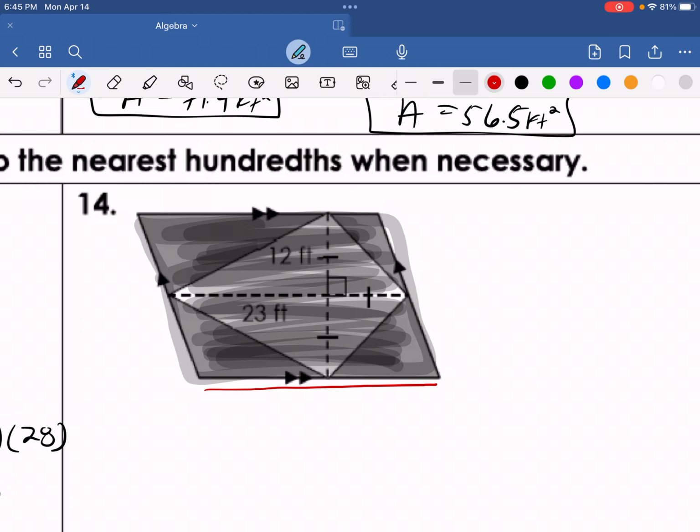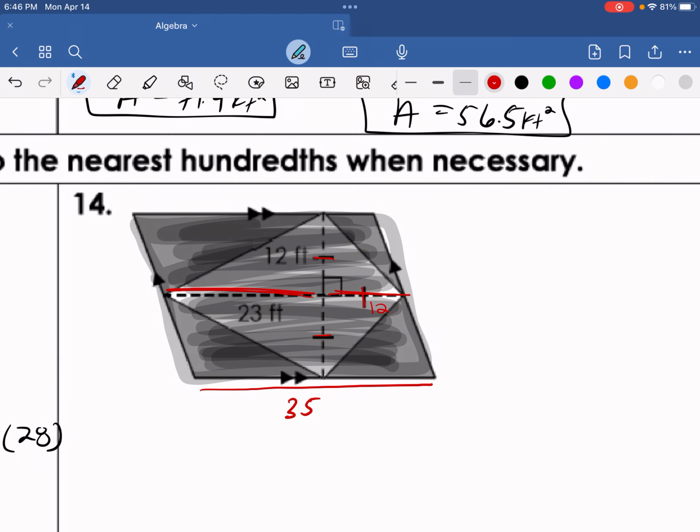Okay, well, I can tell that this is 23. And then this side is 12 because it has a tally. Everything with one tally is 12. So 23 plus 12 is 35. If this is 35, then it'll be 35 right here, and 35 on the bottom, 35 in the middle and 35 at the top, because it doesn't change its size anywhere you cut it. It's still 35.